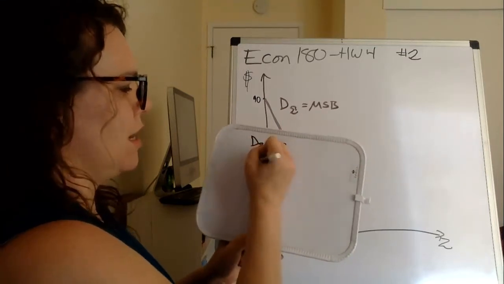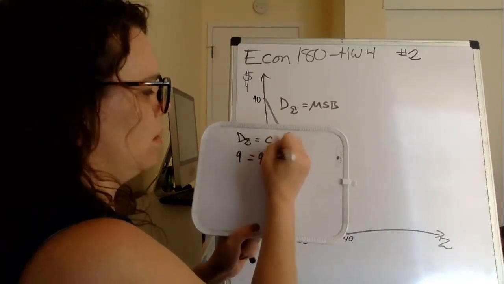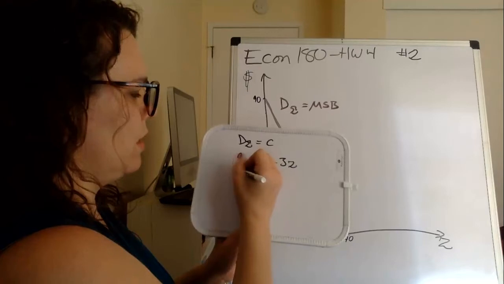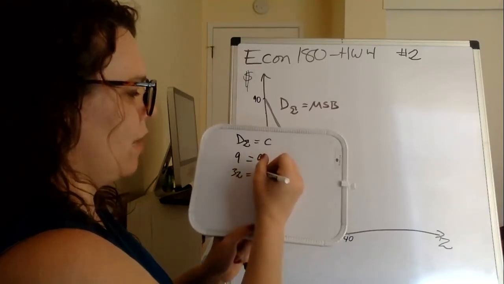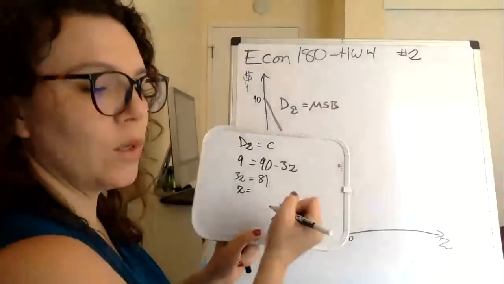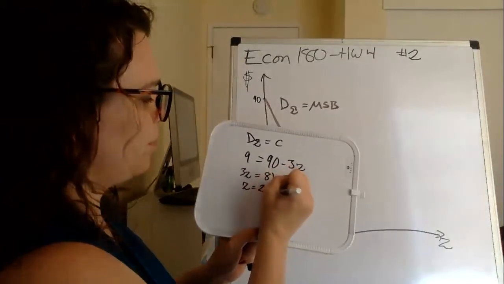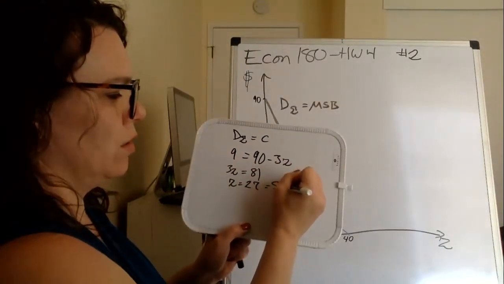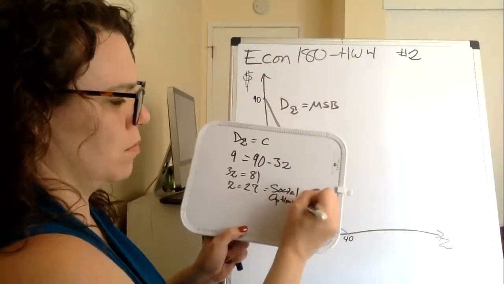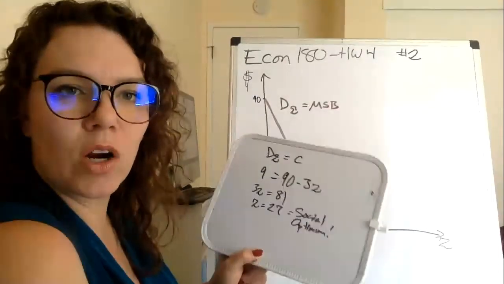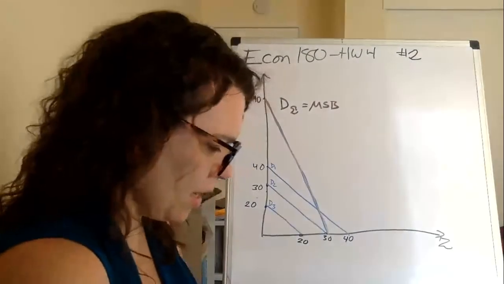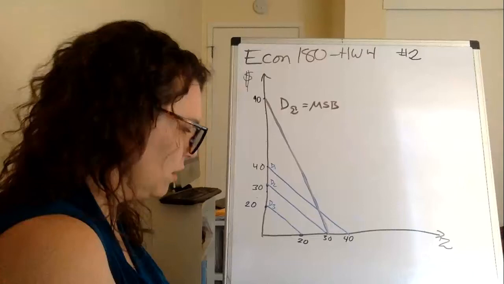So that's going to be 9 is equal to 90 minus 3z. We can add 3z to both sides and subtract 9 from both sides. And we get 3z equal to 81, or z is equal to 81 divided by 3, or 27. And so that's going to be our social optimum. Yay! So that's where our equilibrium park size, or our socially optimal park size, is going to be. So we want to go ahead and impose that cost line here.